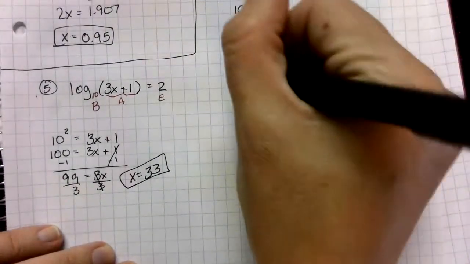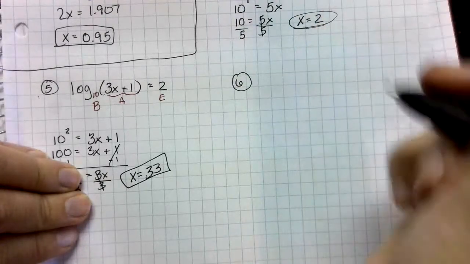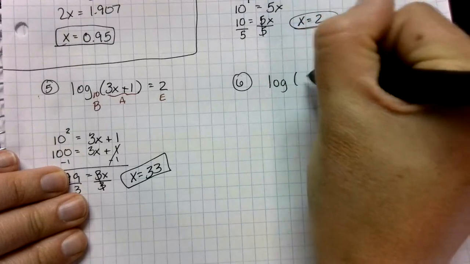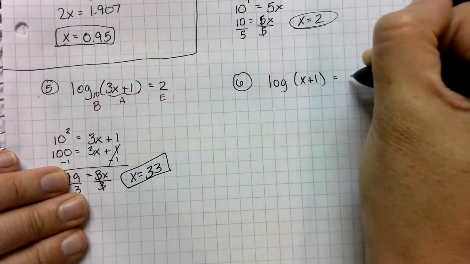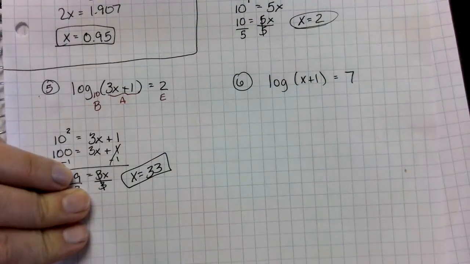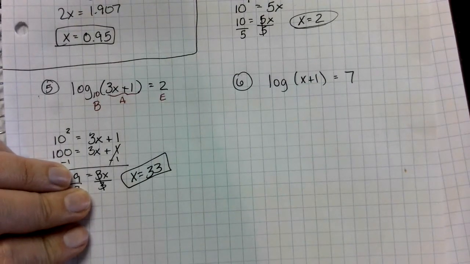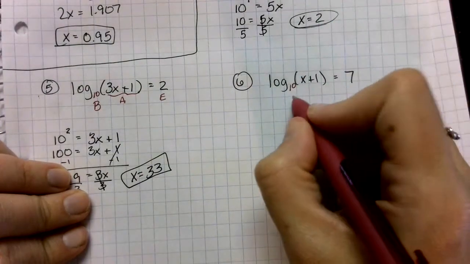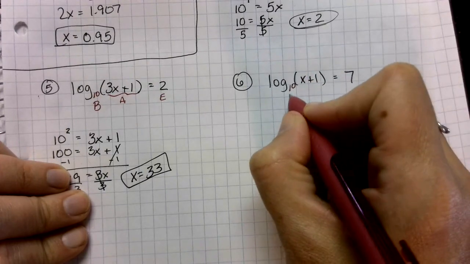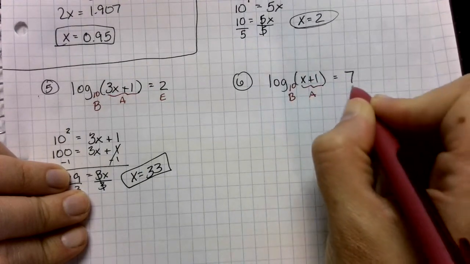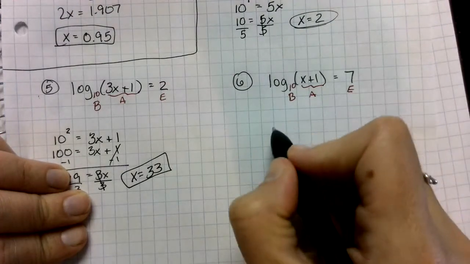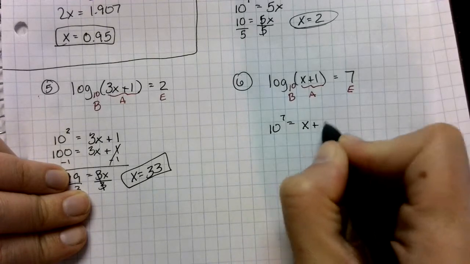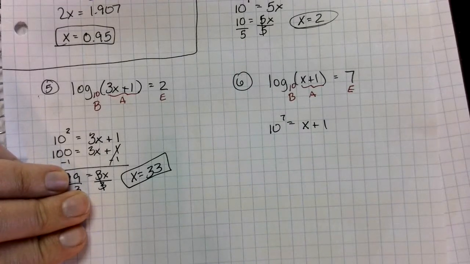Okay, so next one, this would be a good time for you to pause and try this on your own. So let's do log of x plus 1 equals 7. Okay, so go ahead and pause it and try it on your own. Okay, so I'm going to fill in the base of 10. This is my answer. This is my exponent. So now I have base of 10, exponent of 7 equals an answer of x plus 1.